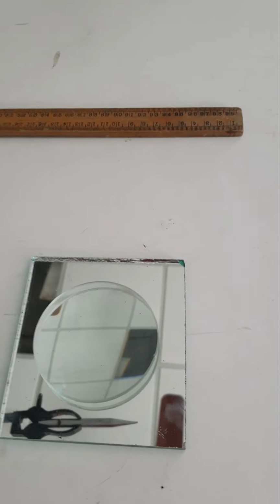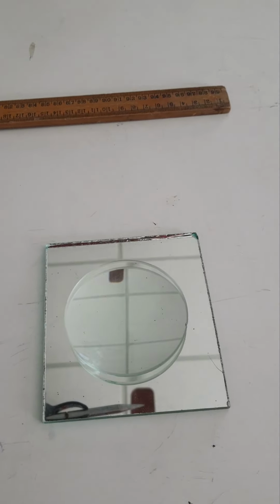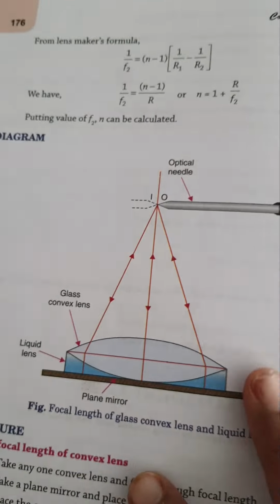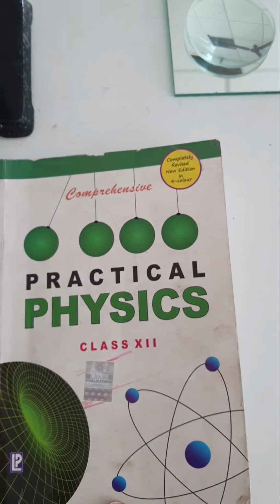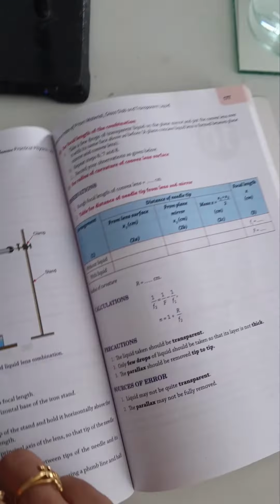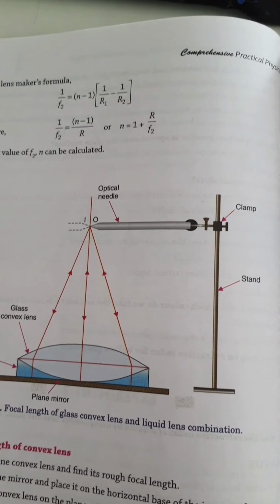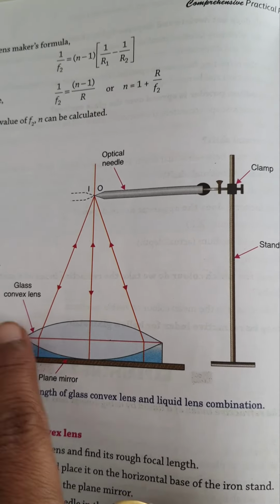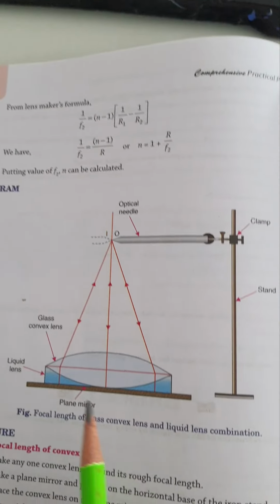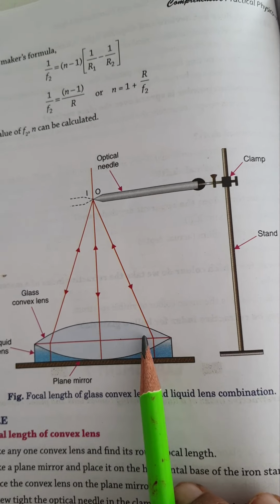How are we going to measure the refractive index? Look here, and the arrangement will be here. This is the manual which I have taken: Comprehensive Practical Physics for class 12. This is for the CBSE I am using. So how am I going to use the apparatus? There is a plane mirror where I will put some water, and this is the convex lens.